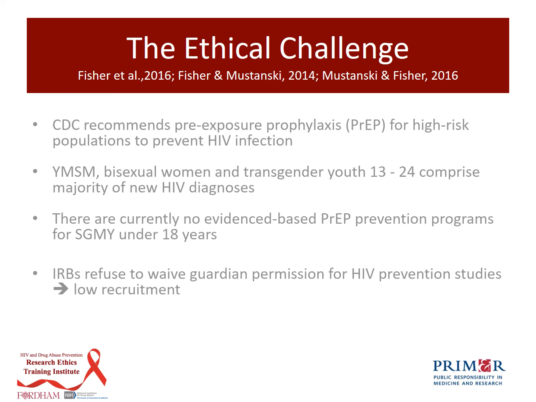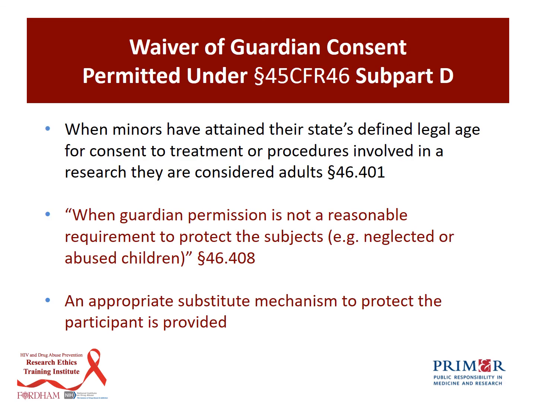So here's the thing. There are no current evidence-based PrEP prevention programs. IRBs refuse to waive guardian permission for HIV prevention studies, which leads to low recruitment and to the fact that there was at the time, and still really is, no empirical basis for good interventions with LGBT youth. Even in the adolescent trials, they got so few because most of the sites were required to get guardian permission, which was crazy. Okay, so then I talk about federal regulations.